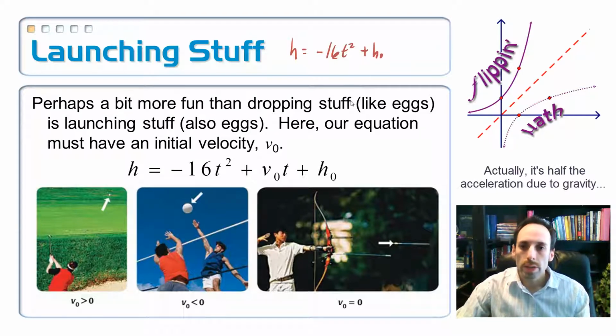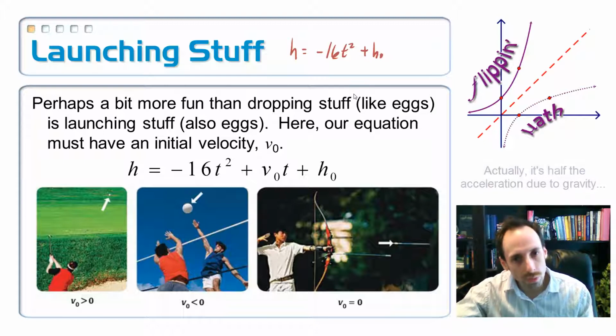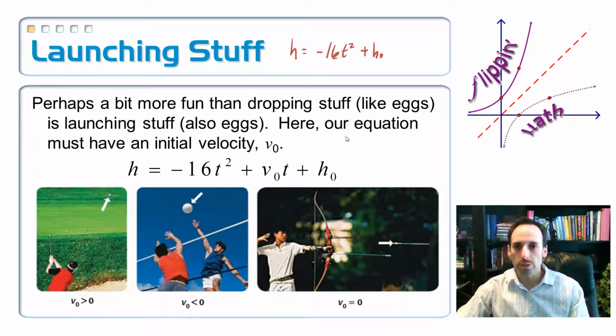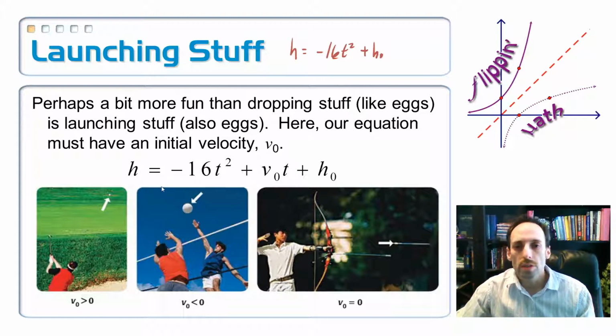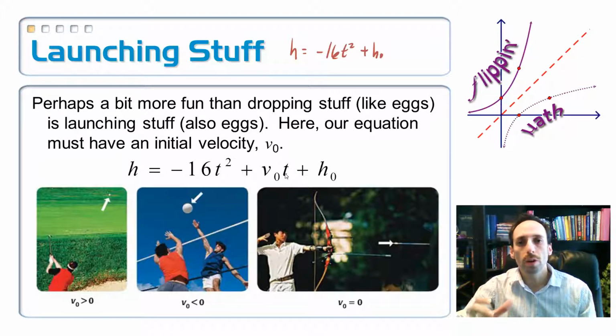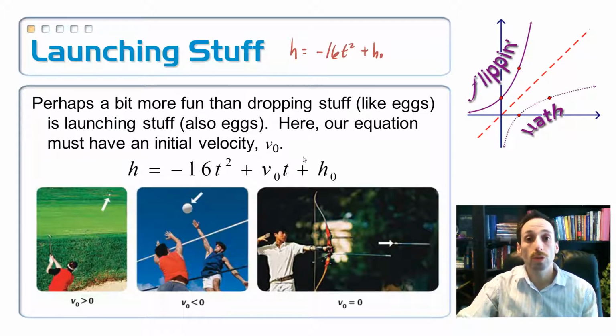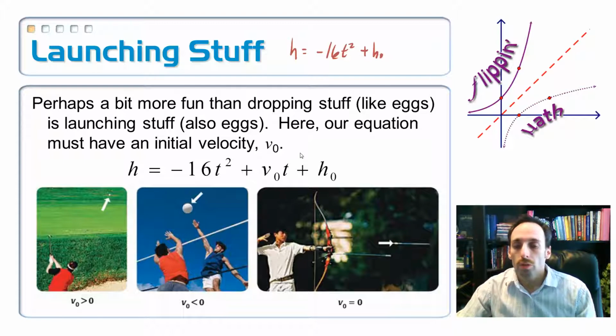Okay, now we're going to launch stuff, and that's even more fun than dropping stuff. You know this. Okay, so that equation is h is equal to negative 16t squared plus v sub naught t plus h sub 0. So the h sub 0 is the initial height, and v sub 0 is our initial velocity, because whenever I go to throw something or launch something, I need to have some sort of starting speed. Okay? So, look at the pictures down below.